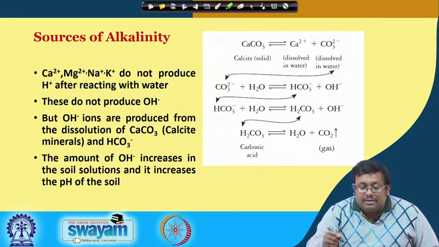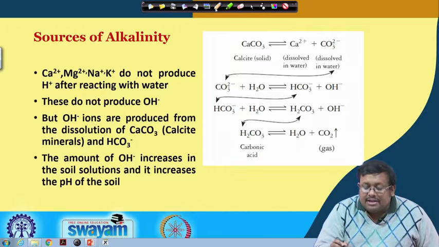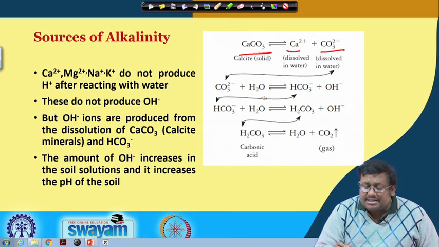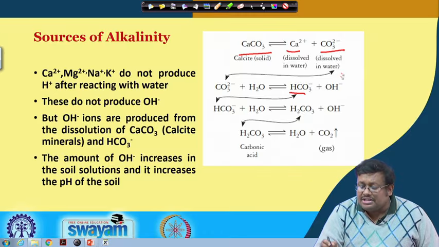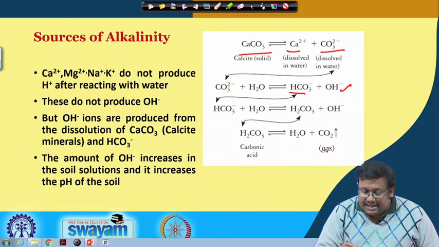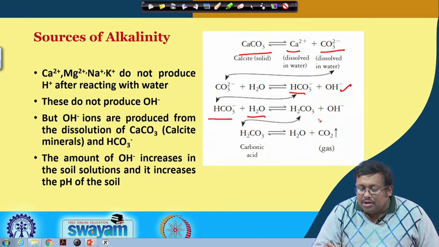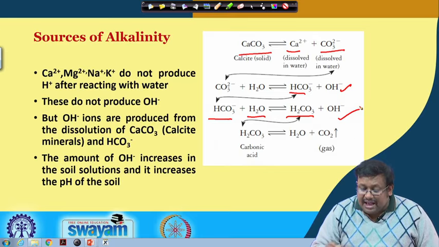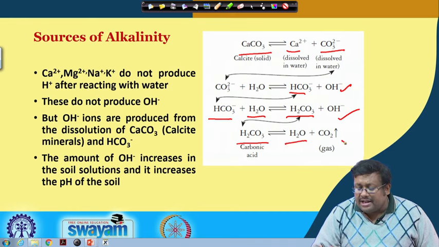As you can see here, the calcium carbonate or calcite is dissolved into calcium 2 plus and carbonate, and this carbonate is dissolved in water. Further, this carbonate reacts with the water to produce bicarbonate, and as you can see the hydroxyl ion is continuously generated. Then in the next step, this bicarbonate again reacts with water to produce carbonic acid, and then again hydroxyl ions, and this carbonic acid again dissociates to form H2O and carbon dioxide.